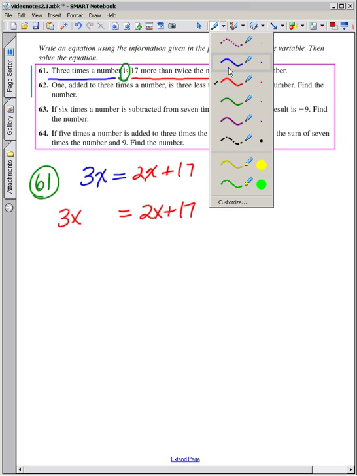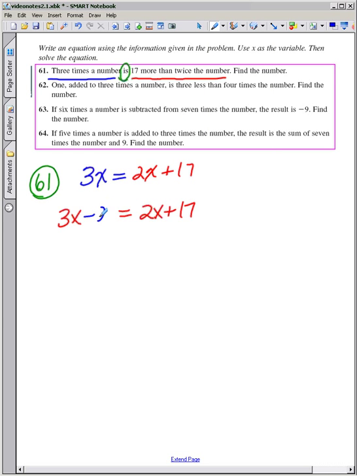And so subtract 2x. Notice that on the right, those variable terms are eliminated, and we just have 17. 3x minus 2x on the left is just simply x. So our number is 17. Generally with the word problems, you write it out in words. Let's do another one of these.